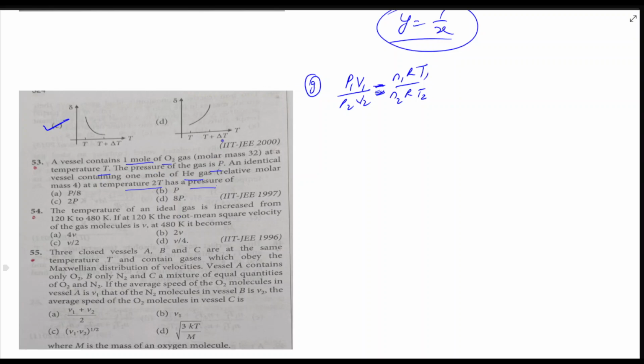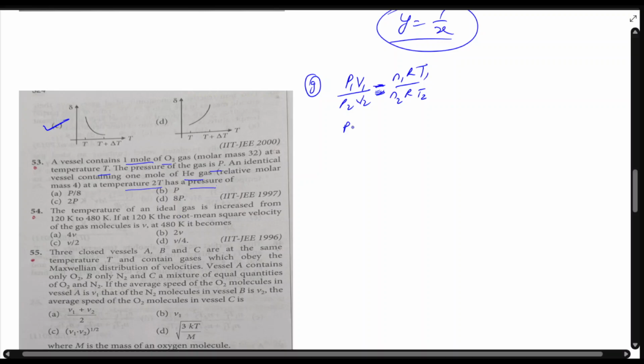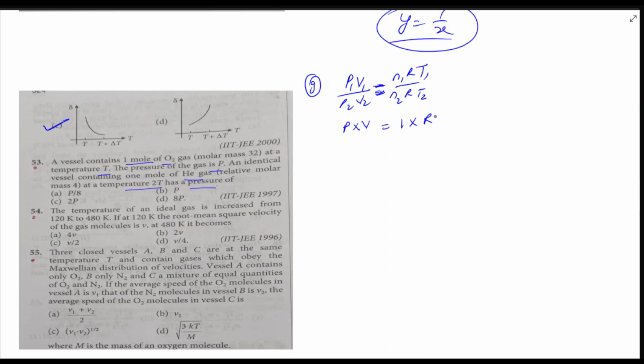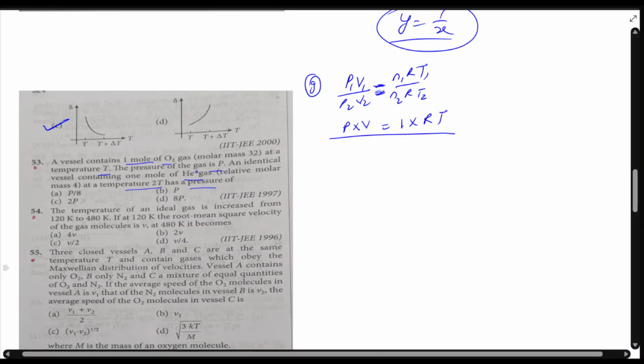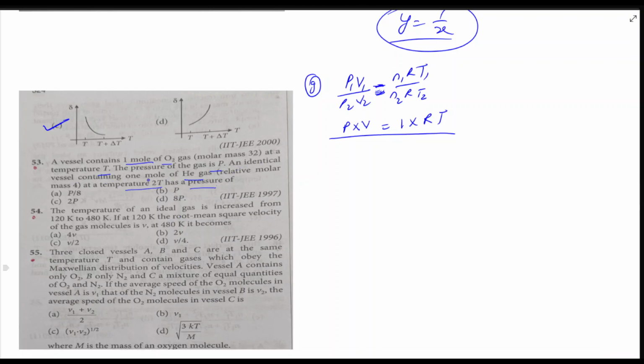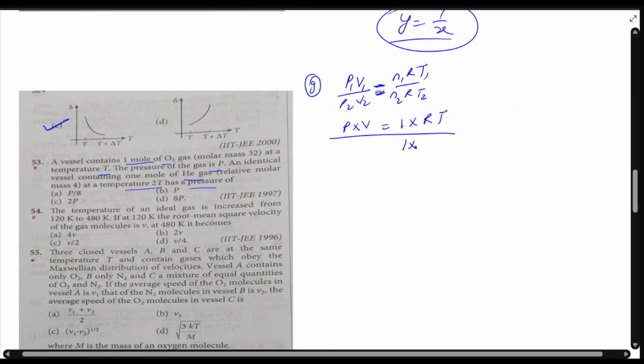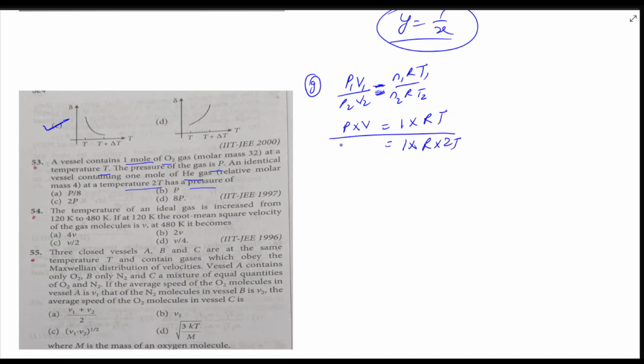Perfect. So for the pressure of the gas, for O2 we'll write P. The volume of the container is V. Moles is 1, R, and the temperature was T. Divided by, for the helium gas, the identical vessel containing 1 mole of helium, so moles is one, right? R is simple. Temperature is 2T. The same volume V, and pressure is P2, which we have to find. So P by P2 will be 1 by 2. So we will have simply P2 equal to 2P.